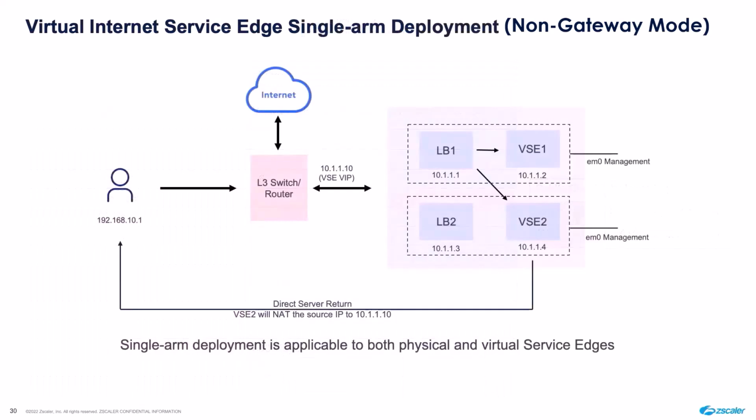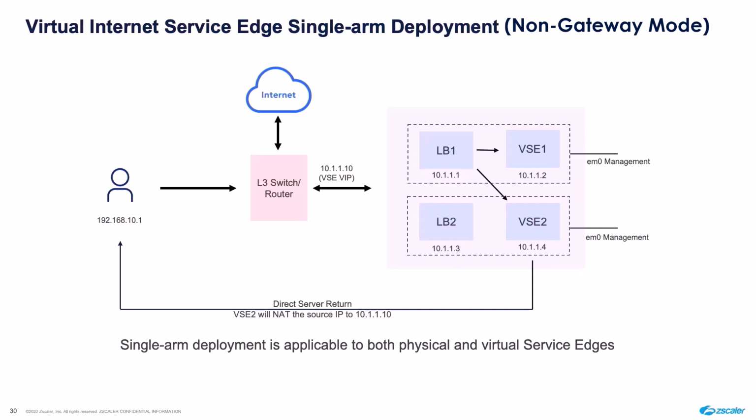We can go single arm, meaning the user connects through to the virtual IP. The IP hits the load balancer, so one of those load balancer instances will be targeted for that VIP, and the load balancer will load balance across those 2 service edges, and whichever service edge is chosen makes the outbound connection to the internet, and then we use direct server return to return the traffic to the client IP address. Direct server return means that the return traffic from the service edge doesn't pass through the load balancer or the VIP to get back to the user.